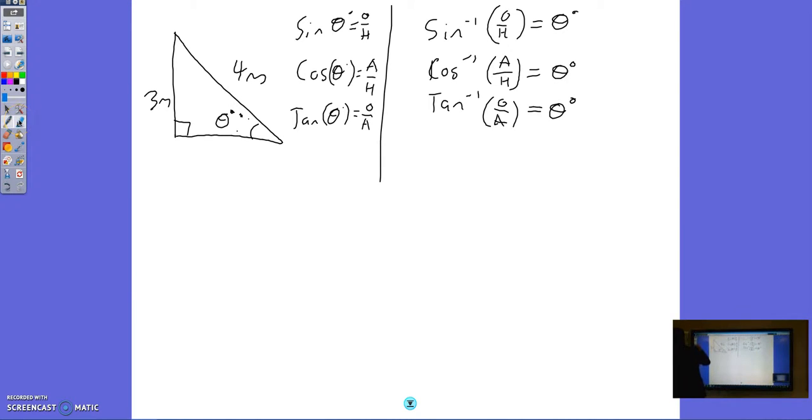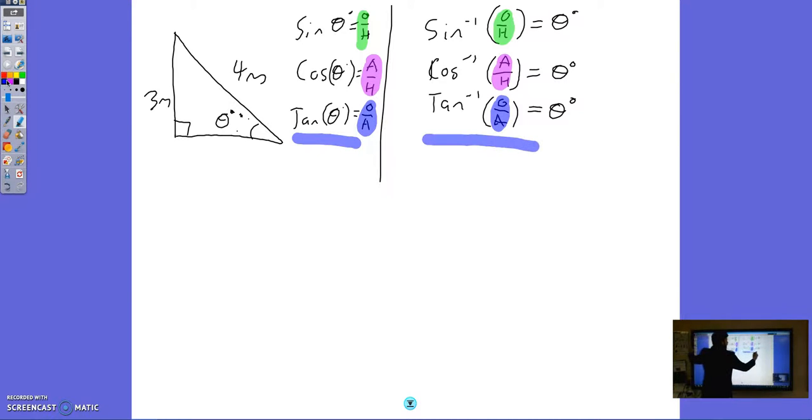So just to highlight for you, this ratio is now going inside the brackets. The adjacent over hypotenuse for cos is going to be cos inverse of adjacent over hypotenuse. Same thing for tan. So long as you know this ratio, you can find its inverse and use that to find the angle.